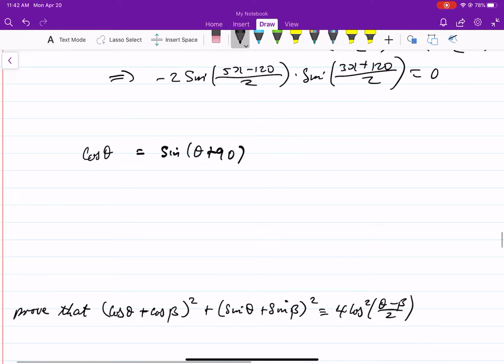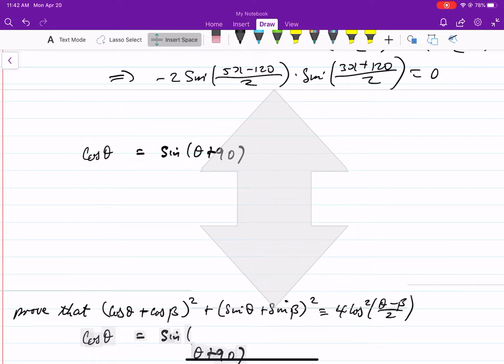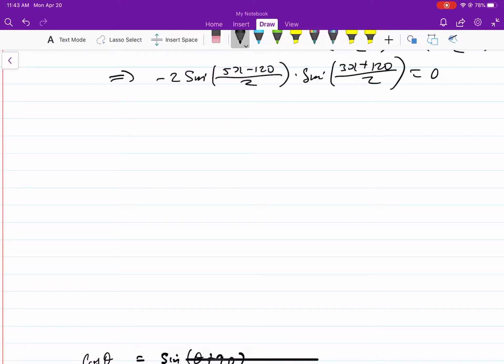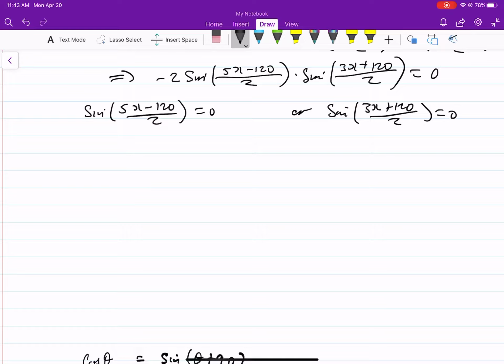And because I have a product equal to 0, each part of the product would be equal to 0. So therefore I can either say sine of 5x minus 120 upon 2 is 0, or sine of 3x plus 120 upon 2 is equal to 0. Great. And at this point, this doesn't lend itself so easily to using the CAST diagram technique. So we're going to jump straight back into the general solution technique again. So let's go.